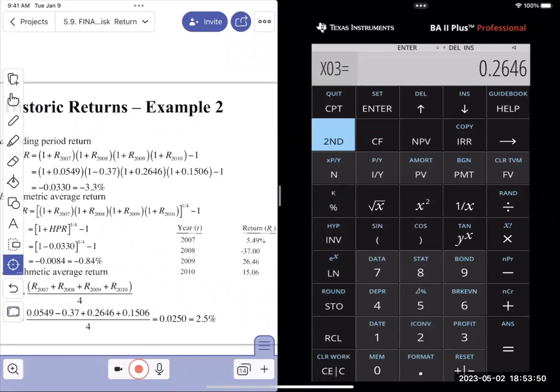Just watch me do the average here. So I put them all in the calculator, and then I ask for the statistical results, and I get LIN, which means linear, and it's going to give me the mean. And that's the mean.